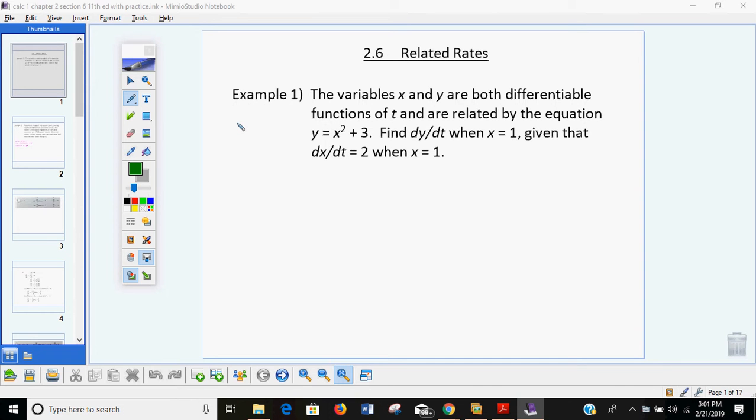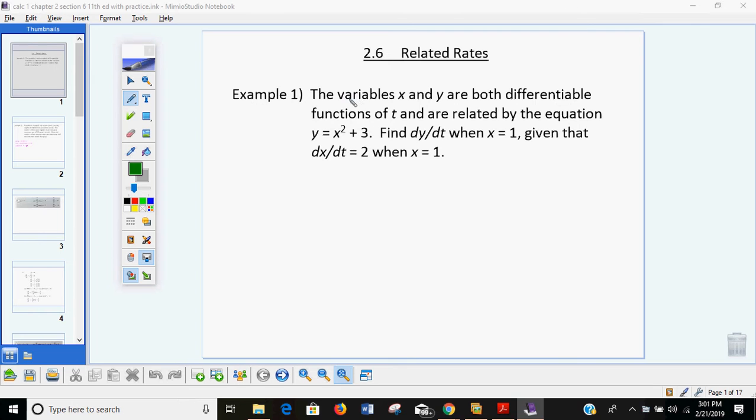All right, let's look at some related rates. So far we've been using derivatives to find dy/dx. We've been finding the derivative with respect to x. But we can find rates of change of two or more related variables that are changing with respect to time. So instead of finding it with respect to x, dy/dx, we could find it with respect to time, dy/dt.